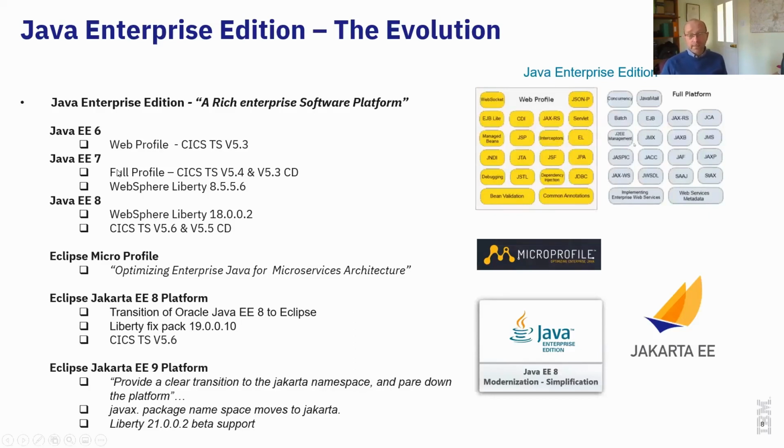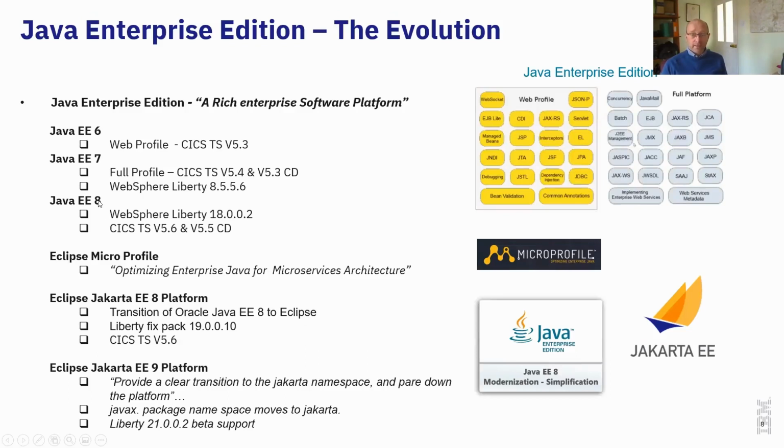Our support in Liberty started out with Java EE6. So the first versions of Liberty and CICS supported Java EE6, the web profile, and it's moved through Java EE7, 8, also embracing the Eclipse MicroProfile as a sort of subset of Java EE for microservices, and then evolving into Eclipse Jakarta EE8 and EE9. So Jakarta is a transition of the Oracle-based Java EE to the Eclipse Foundation.